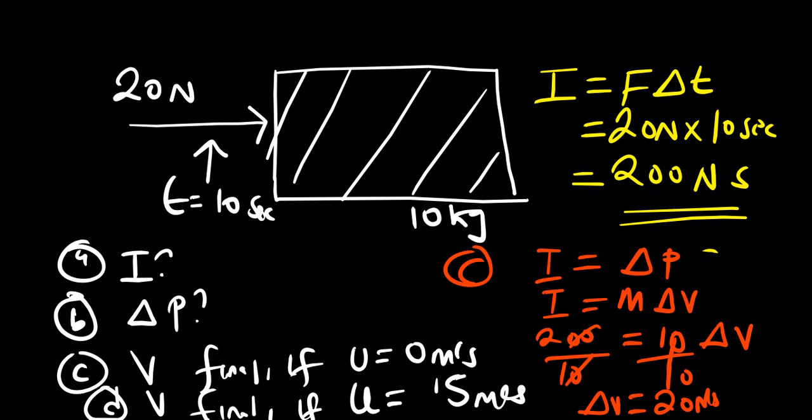Now, if this is the change in velocity, therefore the final velocity, what are we going to have if this is a change in velocity?